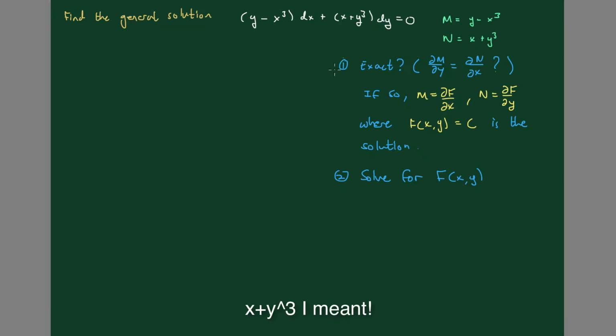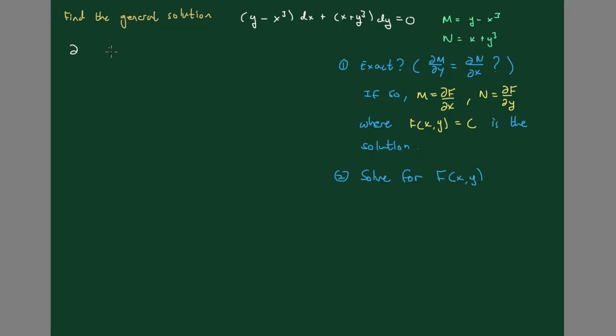So our first step obviously is going to be to try to find whether or not this differential equation is exact, right? So we do that by taking the partial derivative of M with respect to y and checking to see if it's equal to the partial derivative of N with respect to x. If so, then M is equal to df/dx and N is equal to df/dy, where f(x,y) equals c is the solution to this differential equation. So if this is the case, then we have to solve for f(x,y). So let's start by checking.